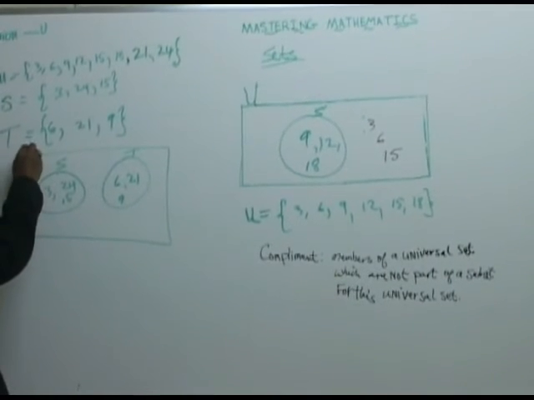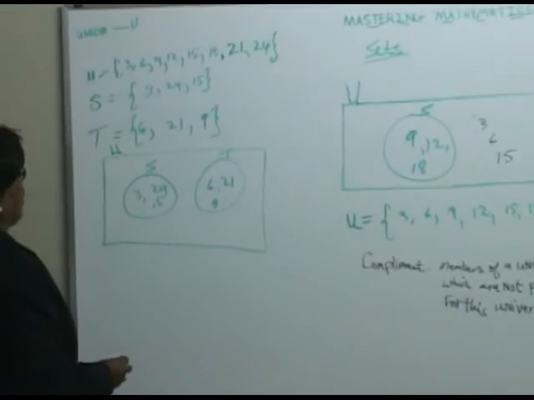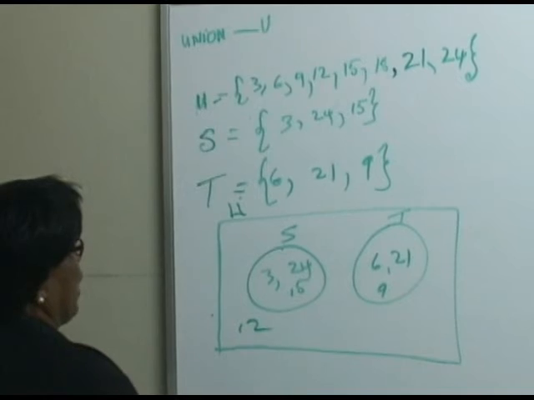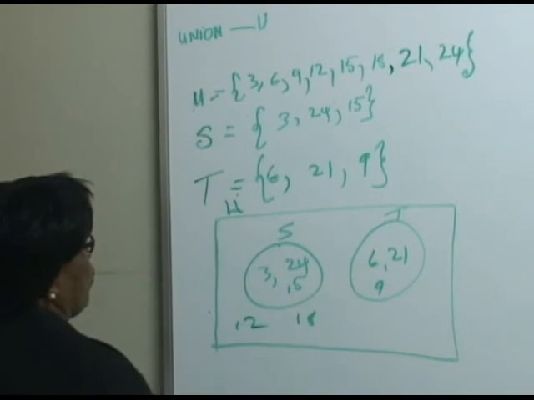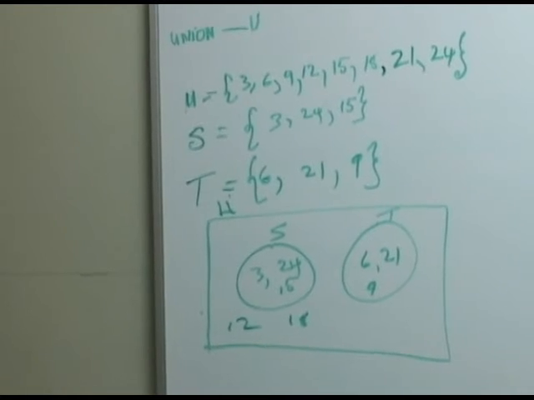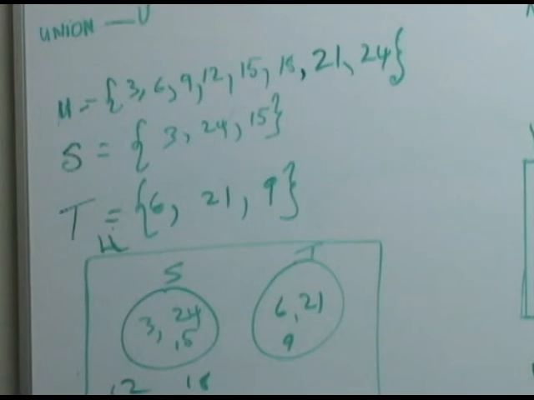And just as we said before, the other elements would have to be represented outside here. So we can have 12 here. We can also have 18, and that is what we'll do to complete that particular set here. Make certain that this looks like a U, all right?